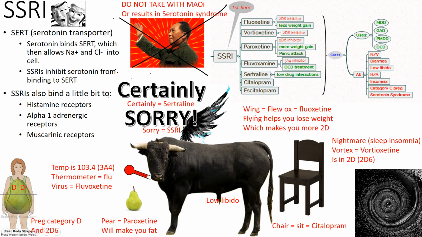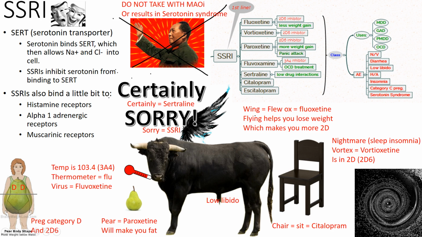Vortioxetine, fluoxetine, paroxetine, sertraline, citalopram, and I didn't include escitalopram because it's pretty much the same thing. It didn't have new information on there. And all these adverse effects. Insomnia, low libido. I didn't include diarrhea. I should have drawn the ox pooping or something. Maybe barfing too for the nausea and vomiting.